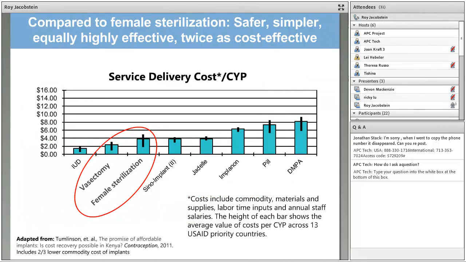From the standpoint of cost, vasectomy is cost effective. This is a slide that considers all the service delivery costs, and vasectomy is second to IUDs in terms of its cost effectiveness.